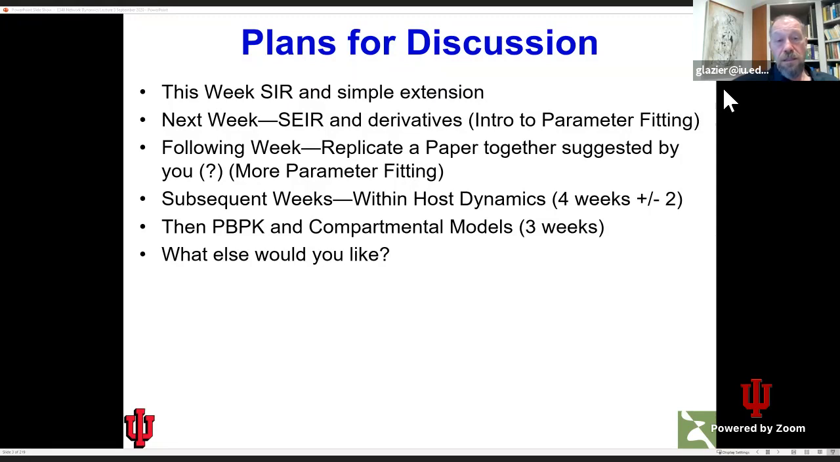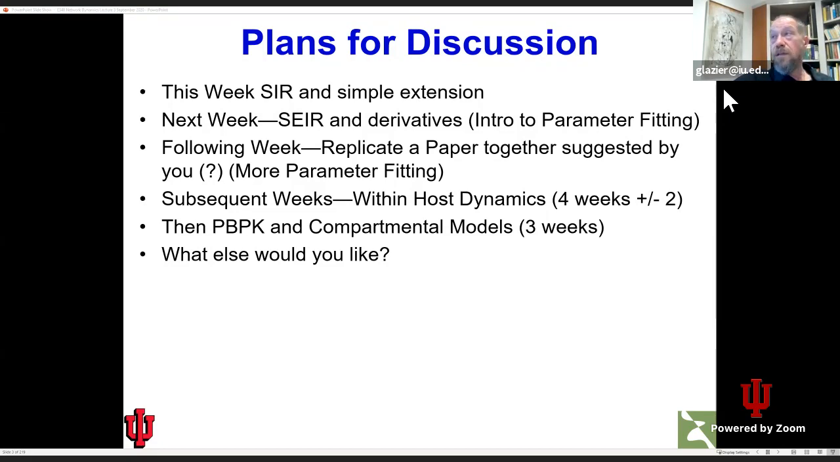I wanted to discuss a little bit about the plans for the next week or two. This week, I'm going to do SIR models and maybe do a simple extension, depending on how time goes. We're going to spend a little bit more time this week doing in-class exercises than I might in the future, because I think it's really important that everybody be able to get the computing working. And once I'm confident that everybody's able to do the computing successfully and they're comfortable with it, then we can kick more of that to being done on your side offline.